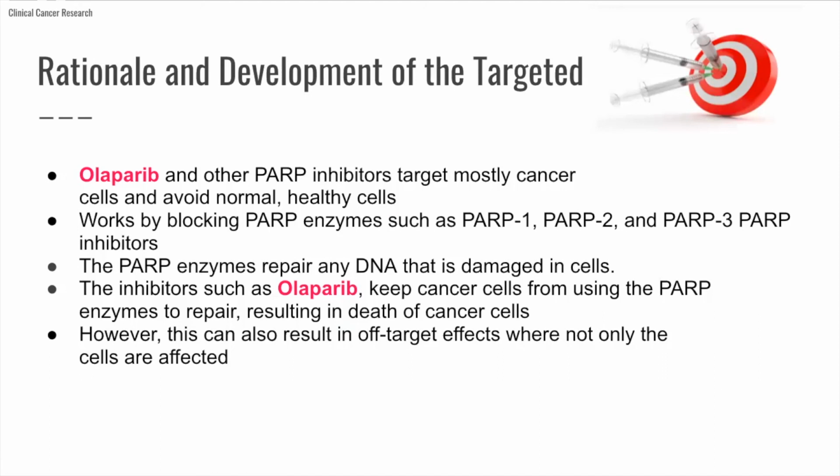So, rationale and development of the targeted therapy. Olaparib and other PARP inhibitors target mostly cancer cells and avoid normal healthy cells. This works by blocking PARP enzymes such as PARP1, PARP2, and PARP3. The PARP enzymes repair any DNA that is damaged in cells. The inhibitors such as Olaparib keep cancer cells from using the PARP enzymes to repair, resulting in death of cancer cells. However, this can also result in off-target effects where not only the cancer cells are affected.